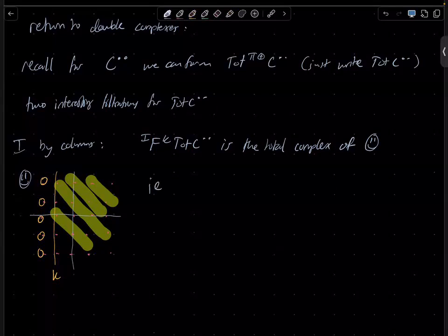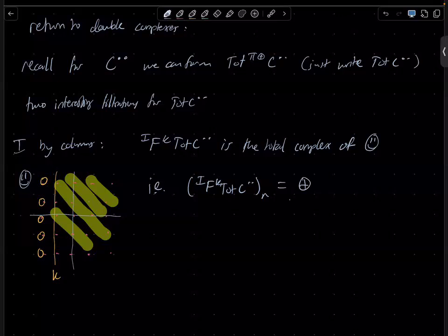So maybe I should write in symbols. F^K Tot C bullet: the nth piece in this new complex is, again, P plus Q equals N, but now P has to be bigger than or equal to K, since everything to the left of it is going to be 0. And this is C^{P,Q}.